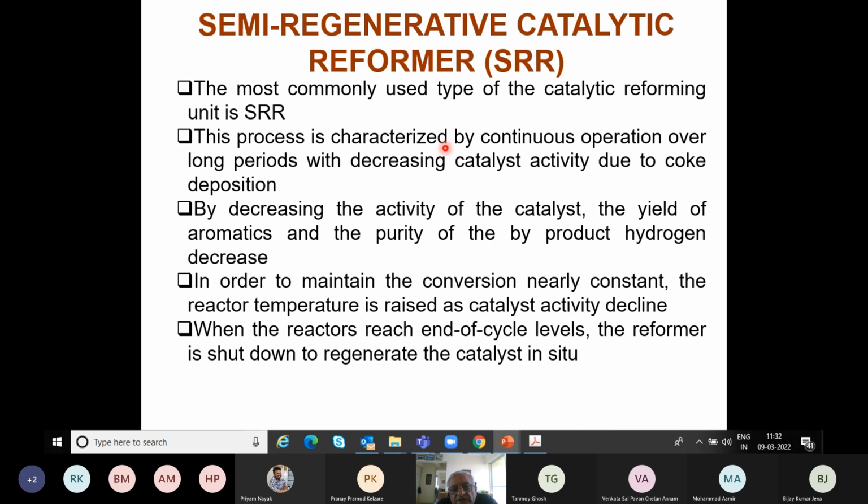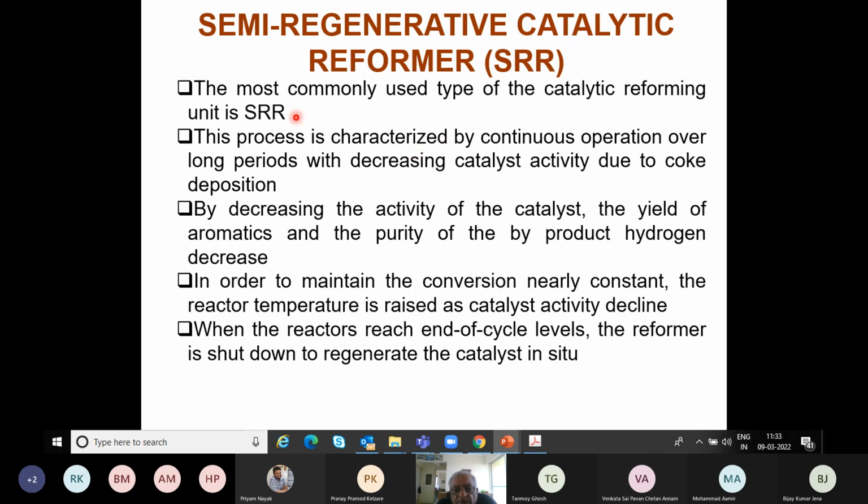So if you look at the semi-regenerative catalytic reformer, this is how the technology got invented to begin with. And these reformers are still around. In fact, one of these reformers was actually installed in Numaligarh refinery even in the 2006, 2007 timeframe. And I'll tell you why. Why did it not go to CCR?